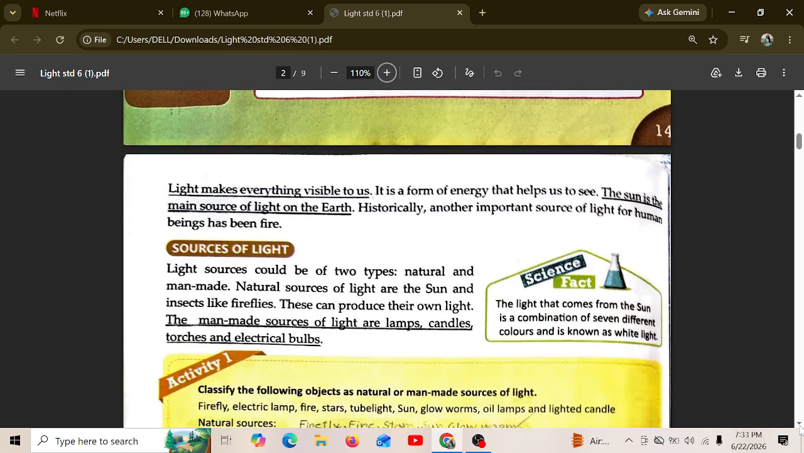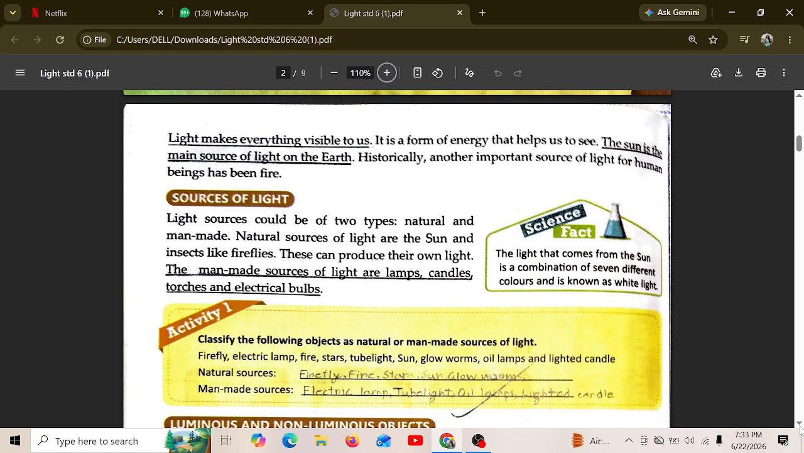Moving on, we are having about sources of light. Light sources are of two types in general, natural and man-made. Natural sources of light include the sun, fireflies, etc. And the artificial sources of light, artificial or man-made, whichever you say, are lamps, candles, torches, bulbs, etc. There can be various other examples which you can remember, which you can tell.